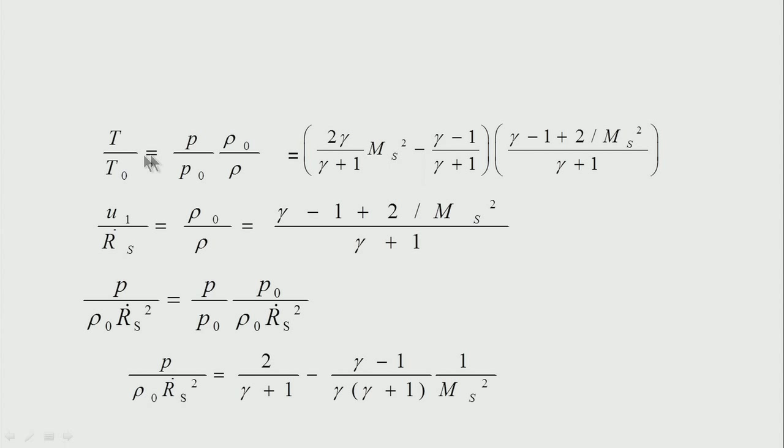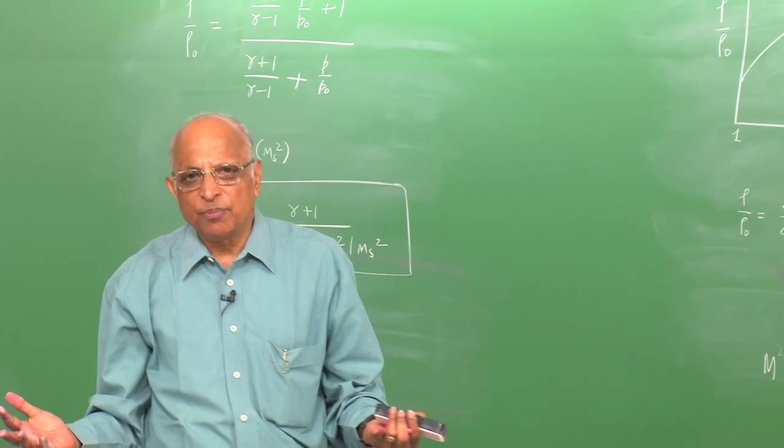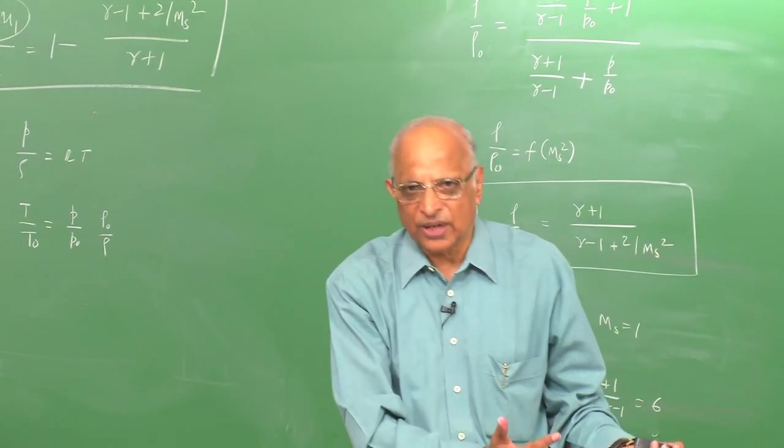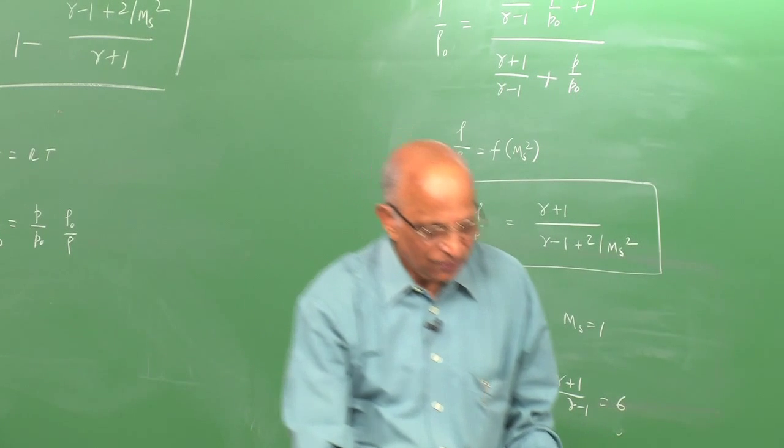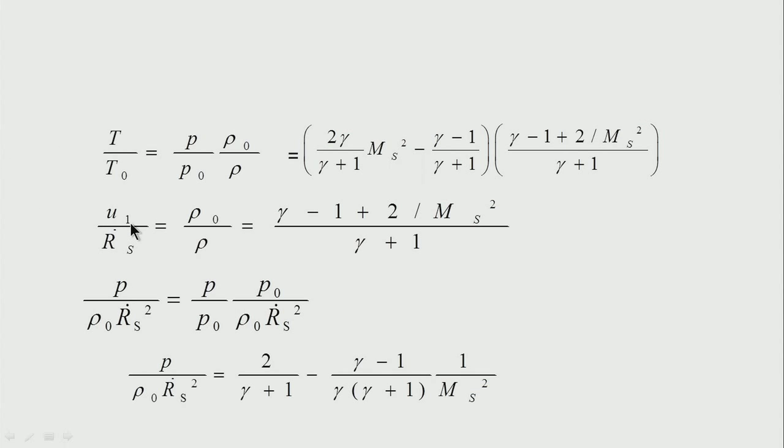I get T by T0 is equal to P by P0 into rho0 by rho. We have derived this expression, we know the value of P by P0, therefore you have 2 gamma over gamma plus 1 times Ms square minus gamma minus 1 by gamma plus 1, which is for the pressure ratio. I also get the value of rho by rho0 given by gamma plus 1 divided by gamma minus 1 plus 2 over Ms square, and this gives me the value of the temperature ratio. Therefore, I know all the properties behind my shock wave as a function of properties ahead of the shock wave, and we have already calculated the value of u1, and therefore I have been able to solve the problem.